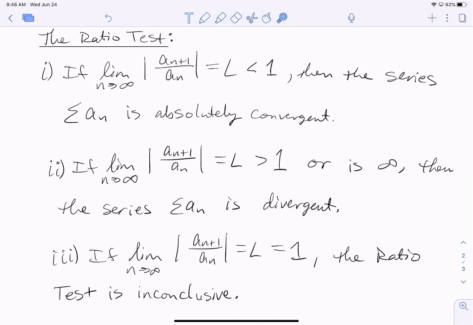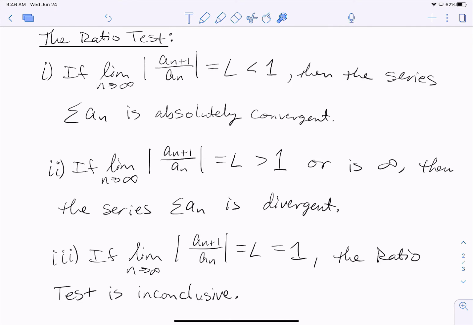Now I want to point something out. The ratio that we're looking at, a sub n plus 1 over a sub n, these are two terms in the same series. And a sub n plus 1 is a later term than a sub n. It matters in what order I set up the ratio, because think of it this way.